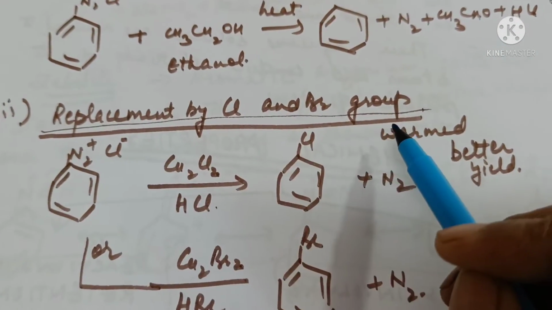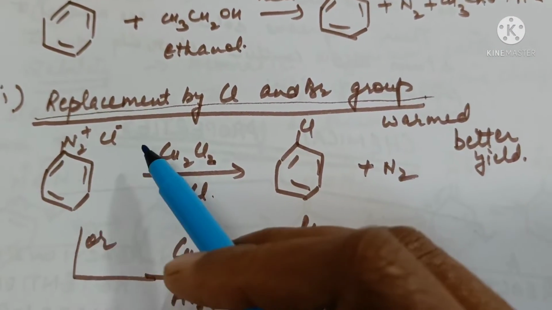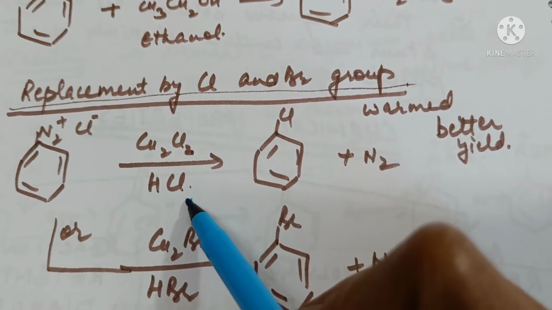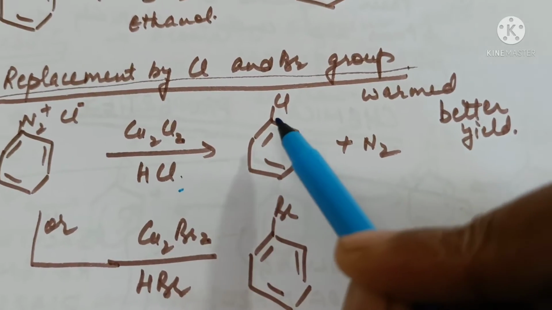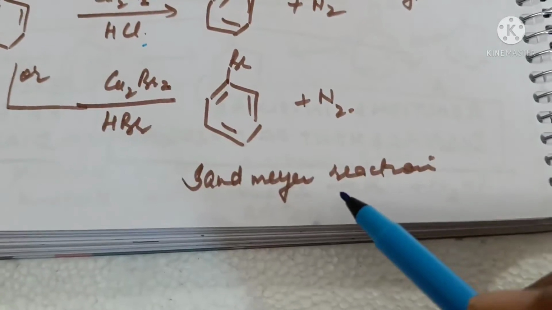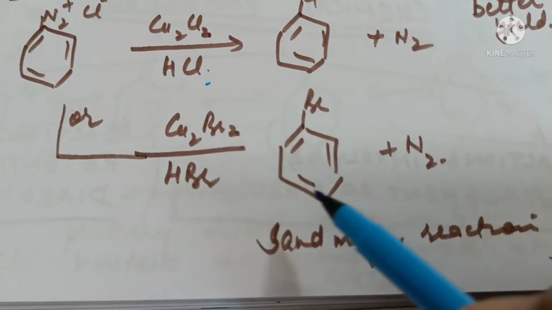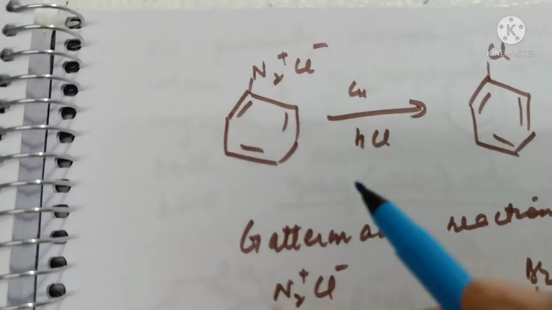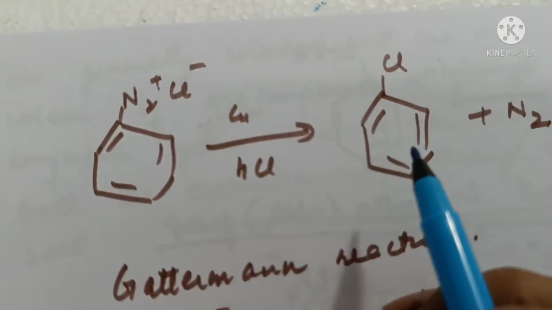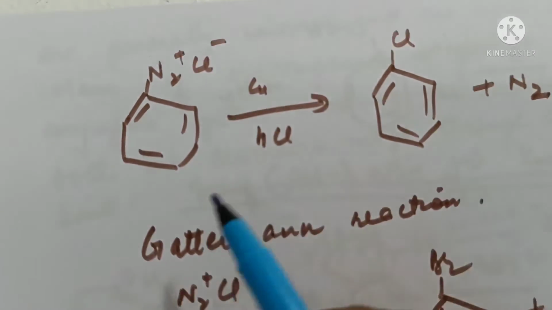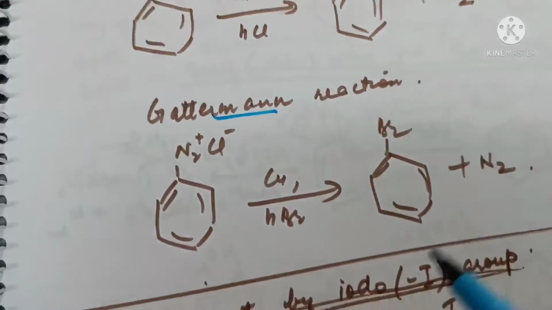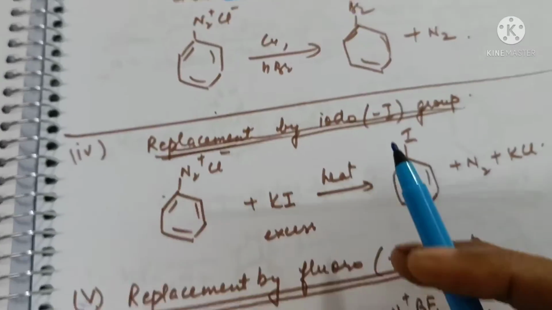Replacement by chloro and bromo group. When benzene diazonium chloride is reacted with cuprous chloride and HCl, chlorobenzene is formed. This reaction is called Sandmeyer reaction. Similarly, bromobenzene can also be formed. But instead of cuprous chloride, if copper powder is used along with HCl, chlorobenzene is formed and the reaction is called Gattermann reaction. Similarly, bromobenzene can also be formed.